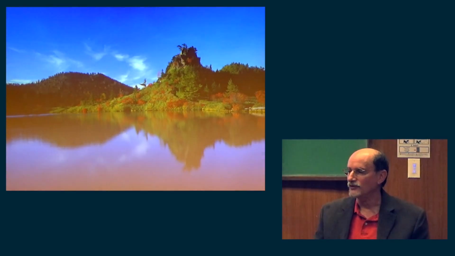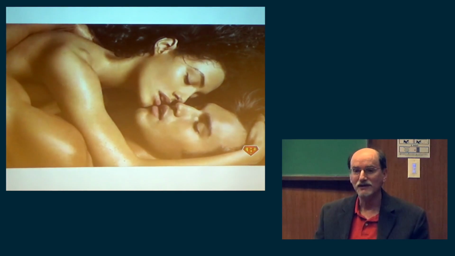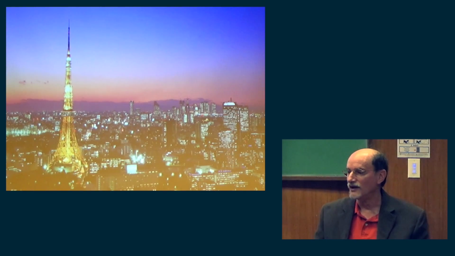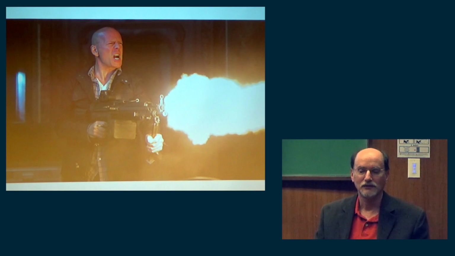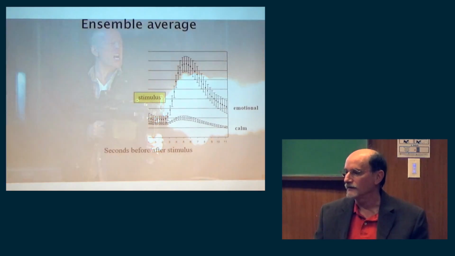So here's an example of a calm picture, an example of a positive emotional picture, another calm picture, and a negative emotional picture. Unless you like the Die Hard movies, which is where this is from. So what do you get?